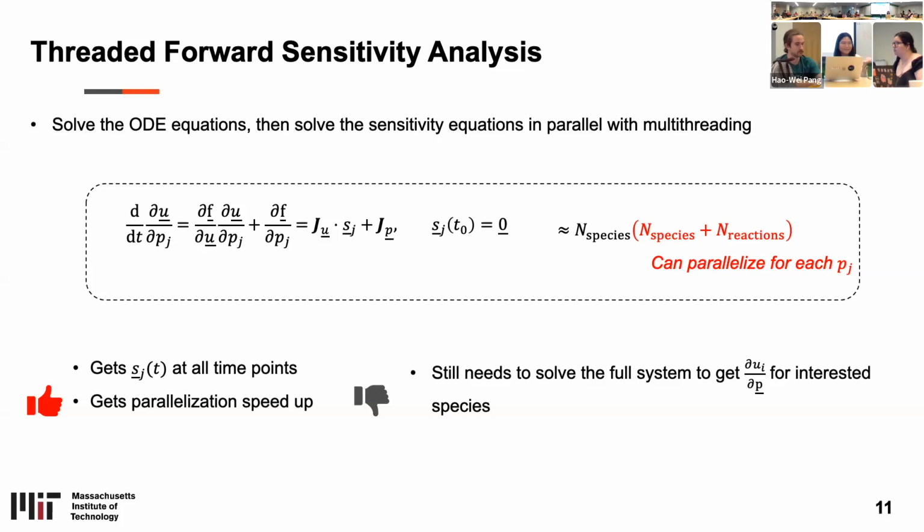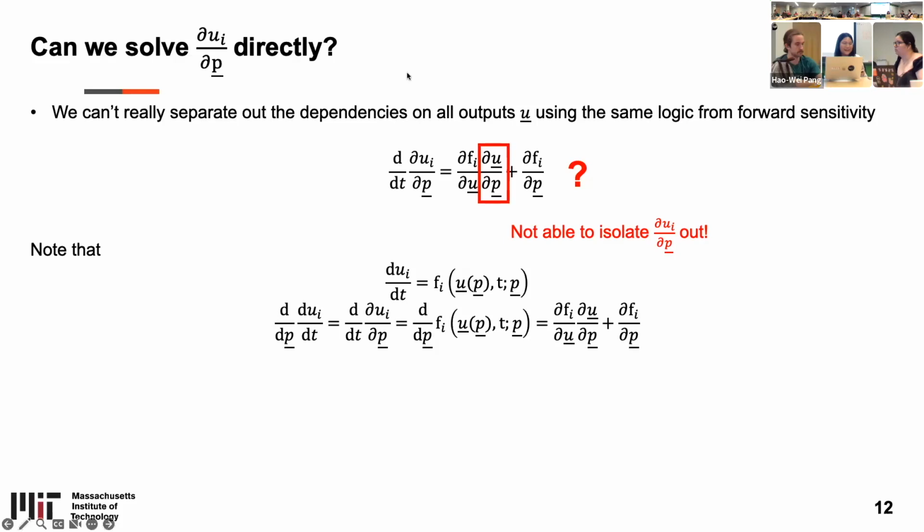So it really makes you wonder, can we just solve for that directly, like the sensitivity of one species? The problem is that we cannot really separate out the dependency on all outputs using the same way we formulate the sensitivity. If you try to do the math over here, you'll find that this term doesn't separate out easily, so that you can get an easy ODE system to solve that sensitivity equation.